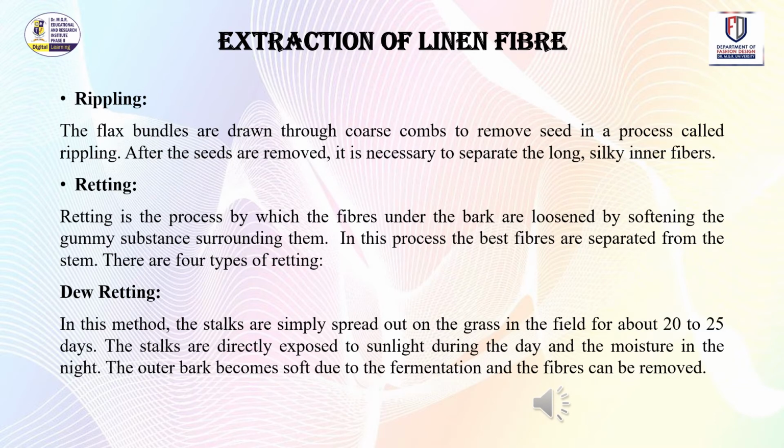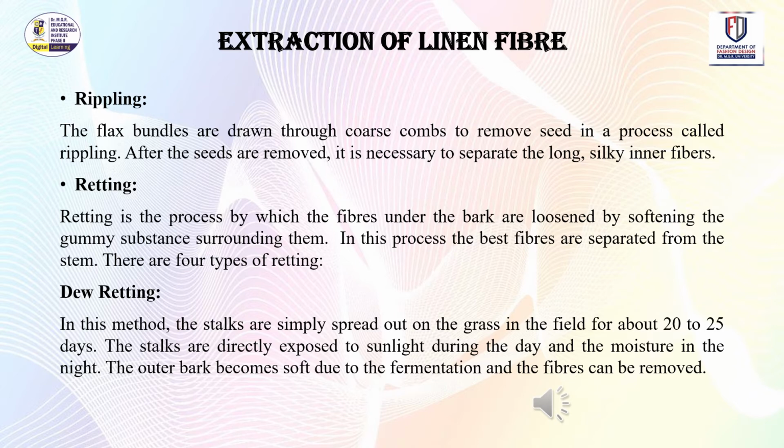Rippling. The flax bundles are drawn through a coarse comb to remove the seeds. The process is called rippling. Retting. Retting is the process by which the fibers under the bark are loosened by softening the gummy substances surrounding them. In this process, the best fibers are separated from the stem.